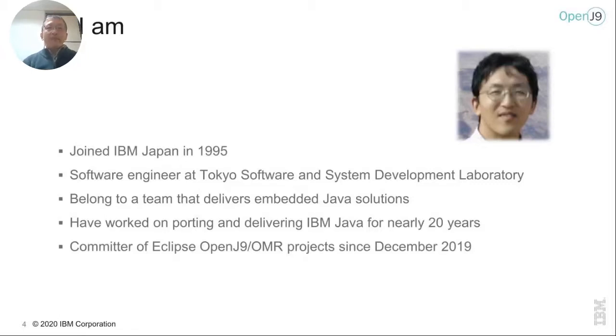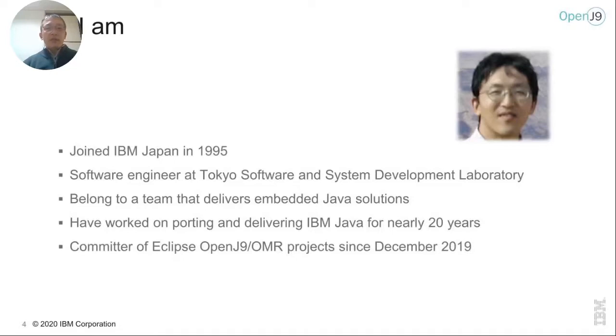Okay, let me start with who I am. I am a software engineer at the software development organization in IBM Japan. I joined the company in 1995, and I have been working on porting and delivering IBM Java to embedded systems for nearly 20 years. My target devices include printers, vending machines, and car navigation systems, for example.